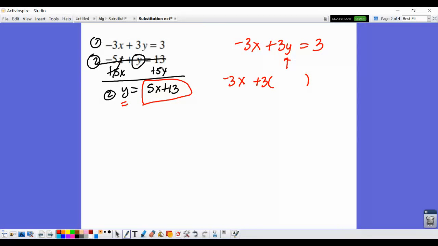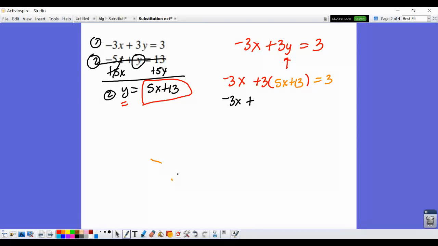I'm going to put in the 5x plus 13 and drop my 3, and then let's go ahead and solve. So go ahead and hit pause real quick and see if you can find your x. All right, let's see how you did.